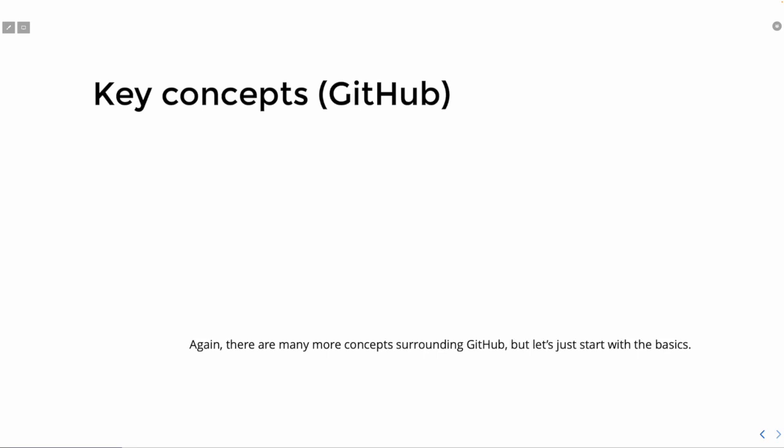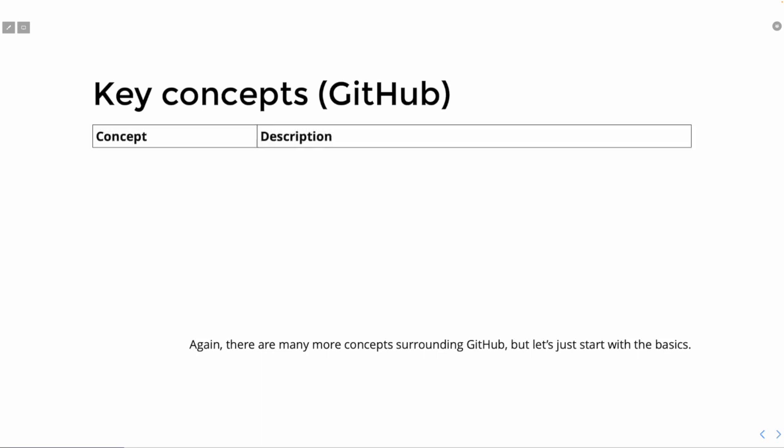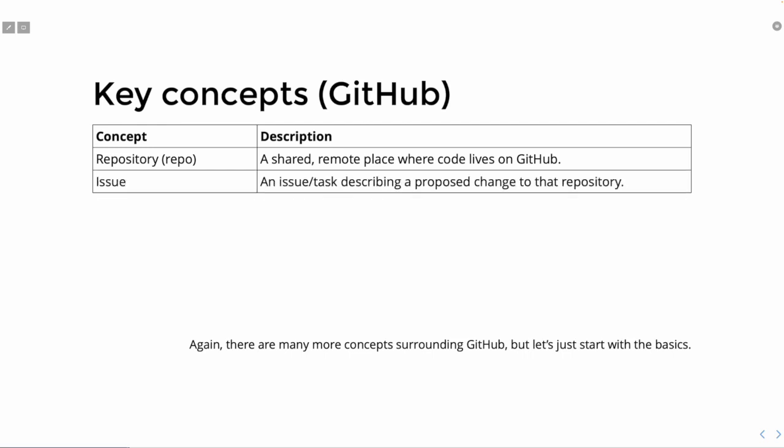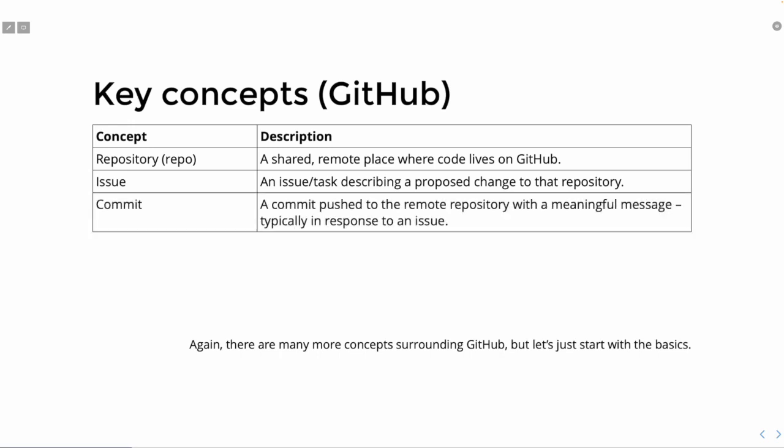Conversely, or maybe in addition, GitHub has a bunch of key concepts as well. Some of these are very similar to Git itself. We have a repository or repo, exactly the same thing as what you would consider in your local Git installation, except that the code lives on GitHub. An issue is a task describing a proposed change to that repository. An issue could be a feature request or enhancement, or it could be a bug that you want fixed. So it's basically just a task.